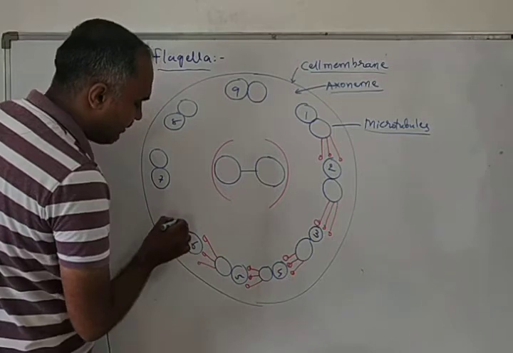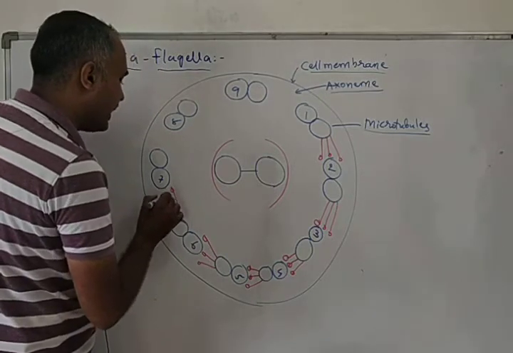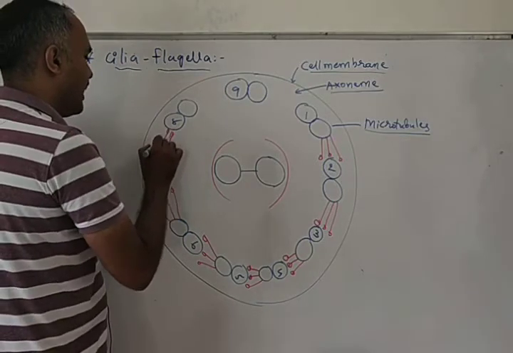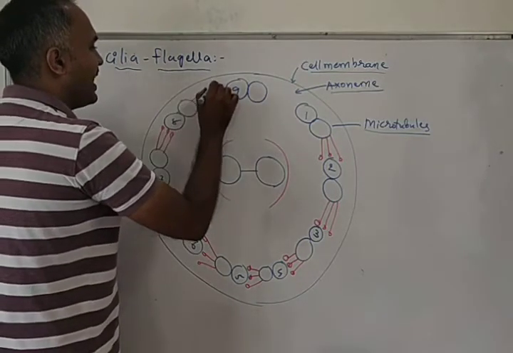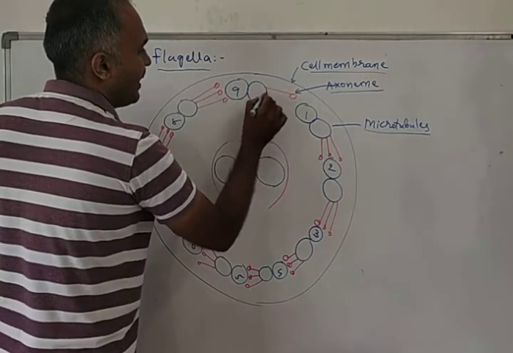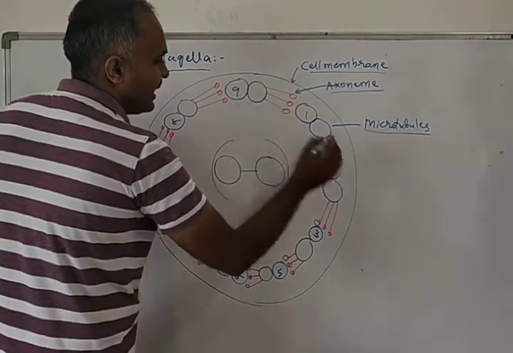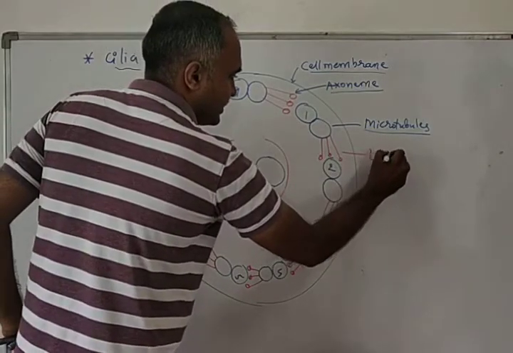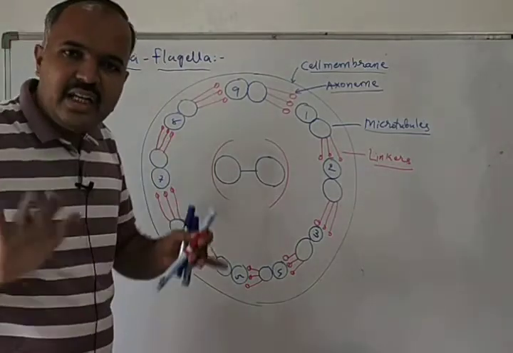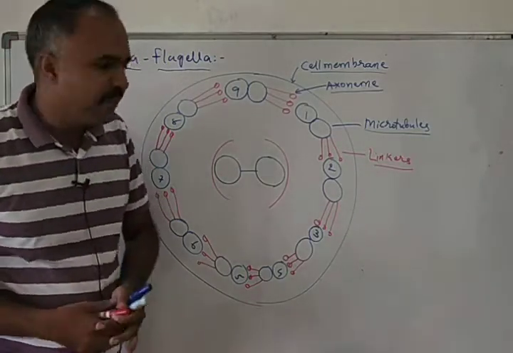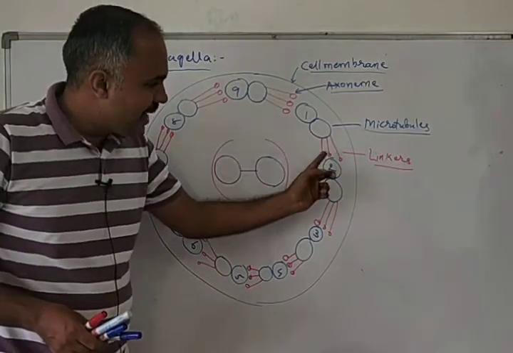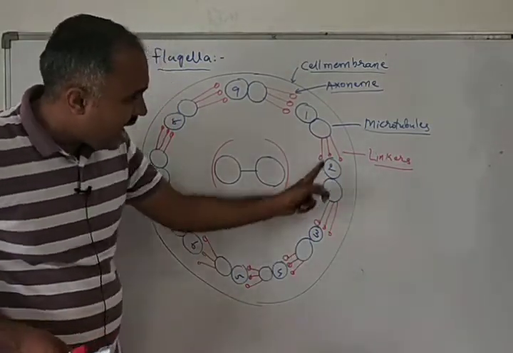They are interconnected with the help of linkers. So all doublets are connected to each other via linkers. These are linkers. Okay, so a total of 9 doublets of microtubules are there, and these doublets are attached to each other via linkers.